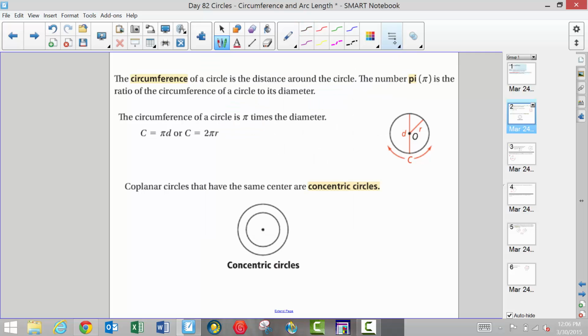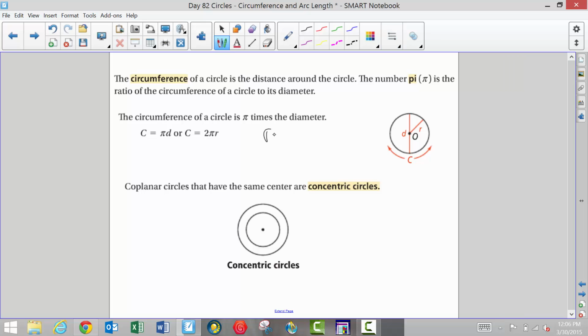Using our circumference formula of pi times the diameter, or circumference is also equal to 2 times pi times the radius, depending on if you're given the diameter or the radius. Don't forget that the radius is equal to the diameter divided by 2, and the diameter is equal to 2 times the radius. And pi is equal to 3.14.